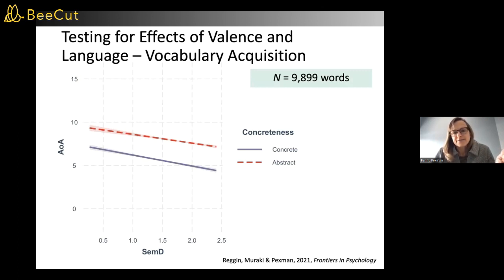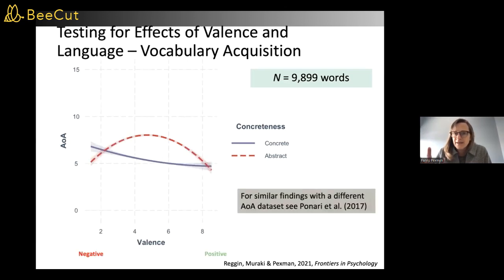We've got semantic diversity on the x-axis, going from left to right, low to high semantic diversity. Remember, the prediction is that semantic diversity should help with acquisition, particularly for abstract concepts. And what you see here is that semantic diversity does help. Words that appear in more diverse contexts are acquired earlier, but that is true for both concrete and abstract words. So no interaction, but two main effects.